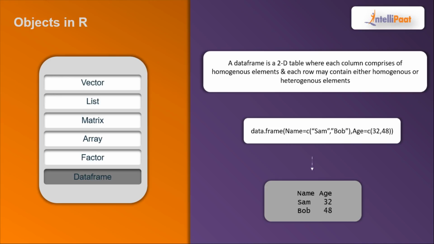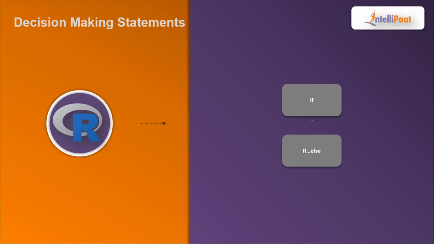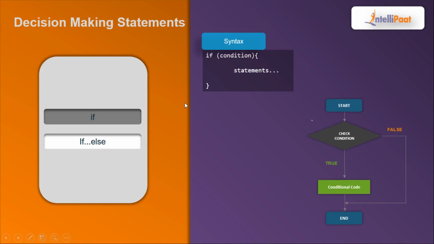So these were the different objects with which we could work in R. Now let's head on to decision-making statements. Decision-making statements basically help us to impose a condition, and on the basis of that condition, execute some statements. So in general, we basically work with these two decision-making statements. So we have if and if else, right? Now let's start with if.